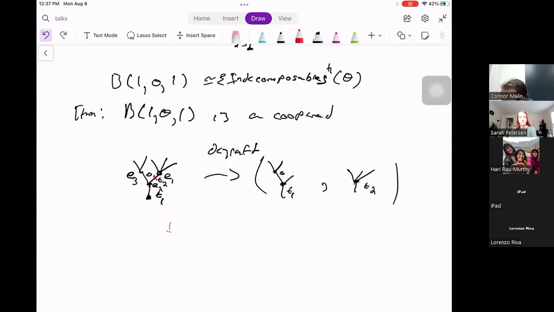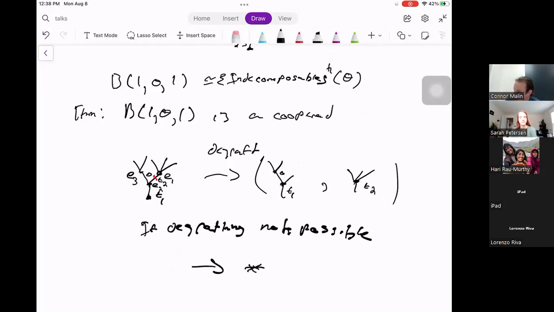If the degrafting doesn't make sense, you could imagine that it's asking you to split in a way that the tree doesn't allow. So if degrafting is not possible, we send it to the base point. And so it's not wholly obvious that this stuff is actually continuous. And this is part of the reason why we have to take so many quotients in the definition of the operad. Ching and Salvatore independently prove this gives a co-operad structure on the bar construction.